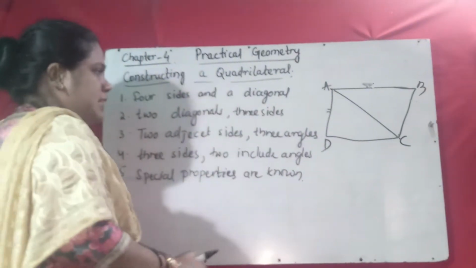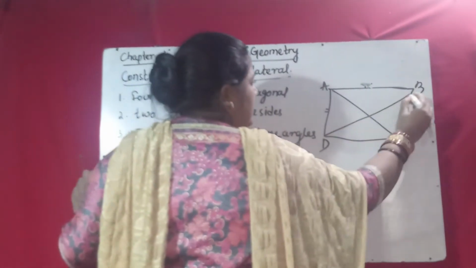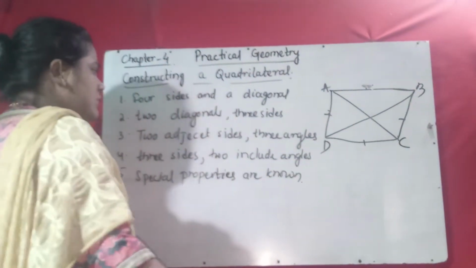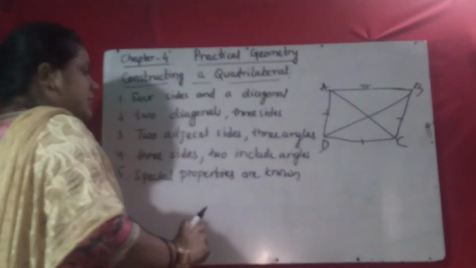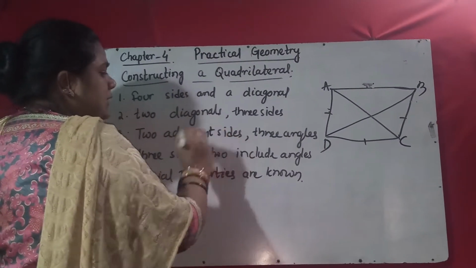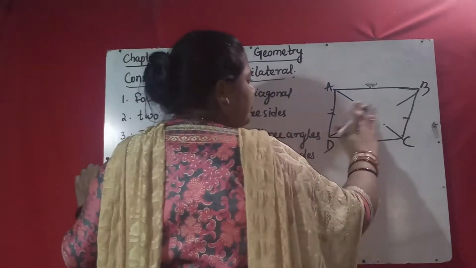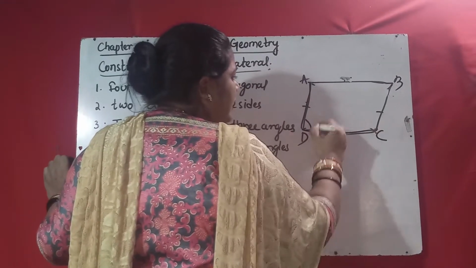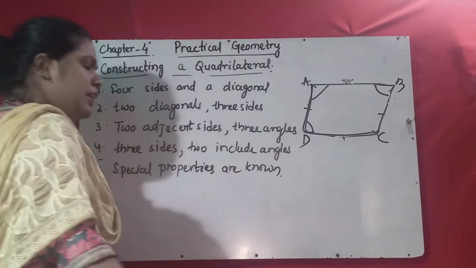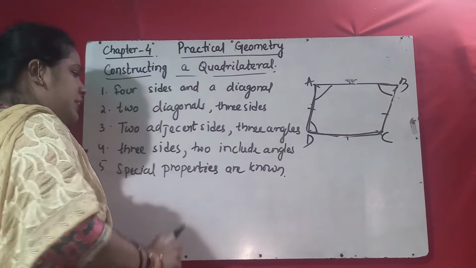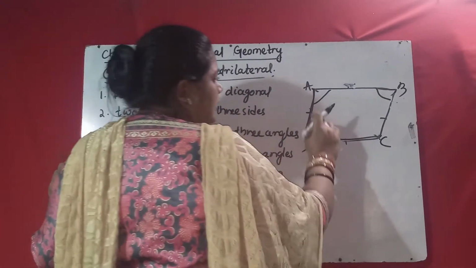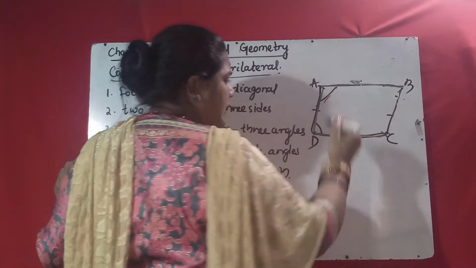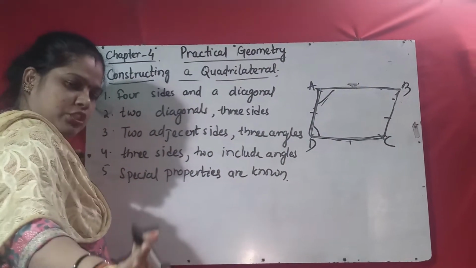Then 2 diagonals and 3 sides. Suppose 2 diagonals are given and any 3 sides are given, then we can easily draw a quadrilateral. Then 2 adjacent sides and 3 angles. Suppose diagonals are not given, but 2 adjacent sides and any 3 angles are given, then we can draw a quadrilateral. Then 3 sides and 2 included angles. Suppose any 3 sides and 2 included angles are given, then it is also possible to construct a quadrilateral.